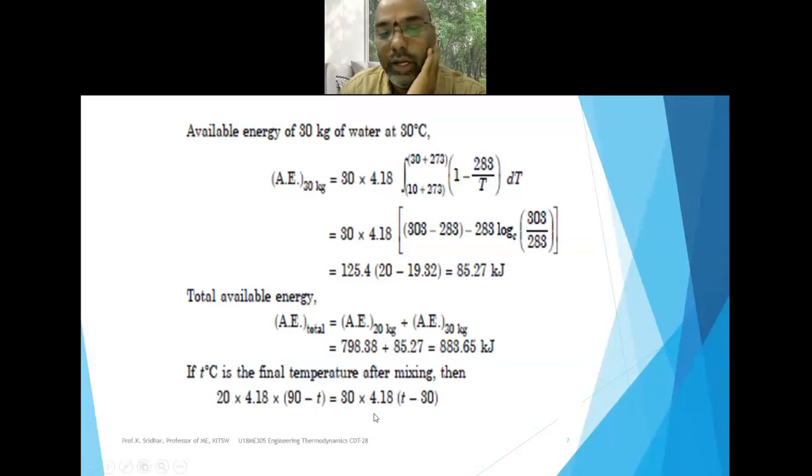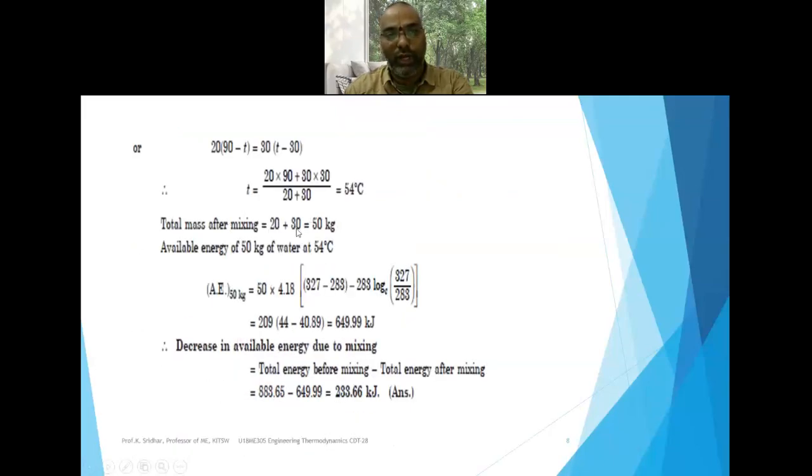The m Cp delta T, that is the heat lost by the hot fluid, is equivalent to the heat gained by the cold fluid, according to the energy balance. Initially it is 20 kgs, the Cp value is the same, and delta T, that is initially the water is at 90 degrees centigrade. Now we have to find out the intermediate temperature after the mixing. The other fluid is 30 kgs at 30 degrees centigrade. Heat lost by the hot fluid is equivalent to heat gained by the cold fluid, that is the energy balance. From this we can find out the temperature value, which is equivalent to 54 degrees centigrade after mixing of the two working fluids.